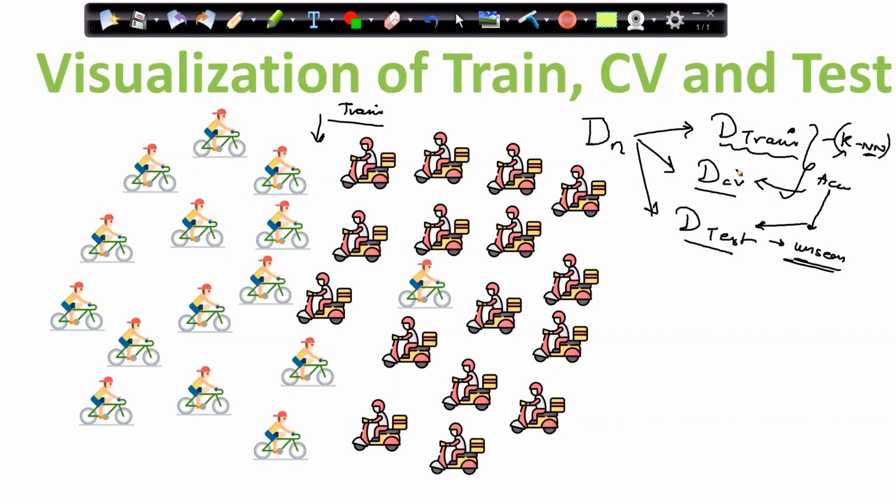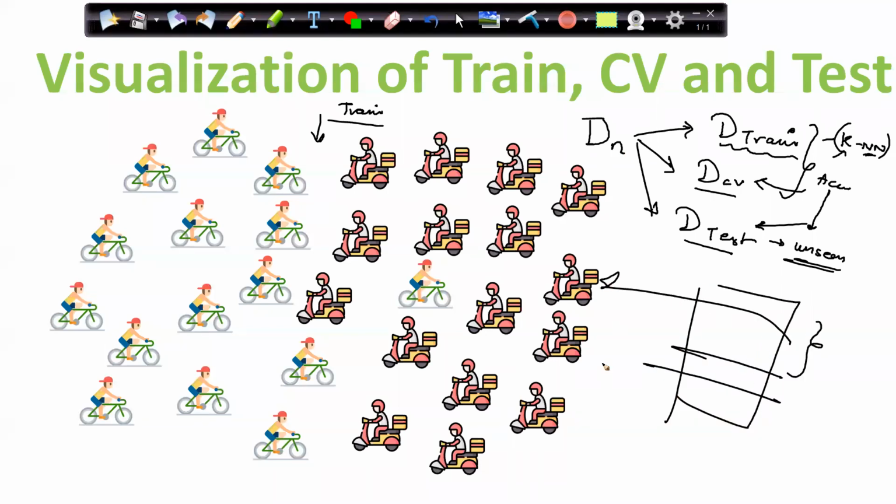If my CV is exactly the same as train, then it doesn't make any sense, right? Because again, DN is a set of data which I split into three parts. This is my train part, and this data should be different, or most probably it will be different. There will be some common points, no doubt about that, but mostly it should be different from this data. And similarly, the test data should be different from these two data as well, right? That is what we understand.